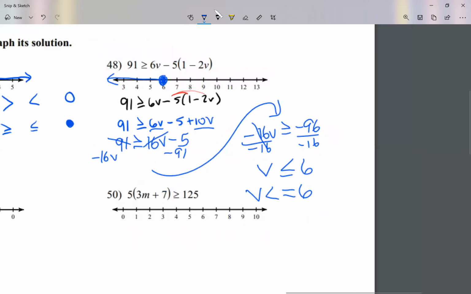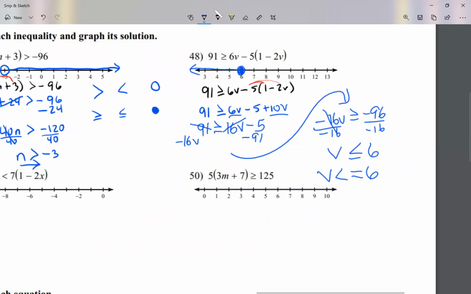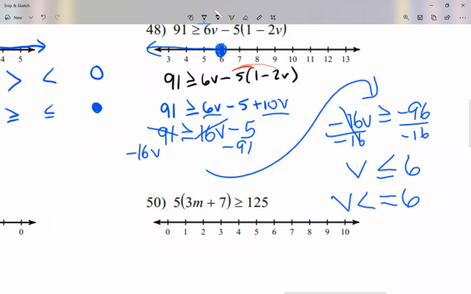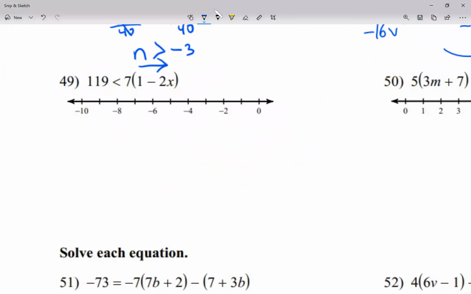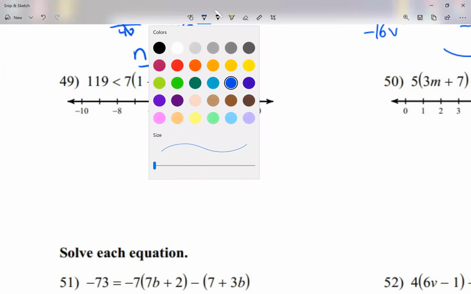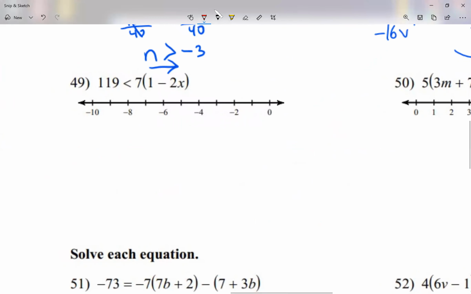Now for these next two questions, let me skip a step. The step I'm going to skip is the copying of the question. I don't think I need to copy the question. So let's take a look. What I'm going to do here, don't forget that I'm going to multiply the 7 to the inside. Have to get rid of parentheses.